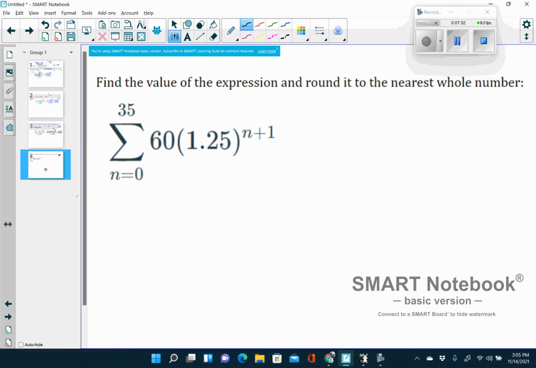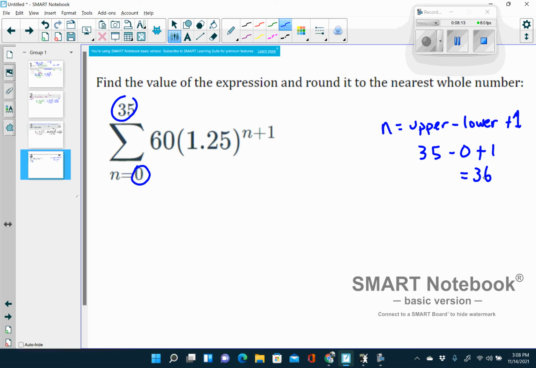Last type of problem that you'll see is something that looks like this. So there's a formula that you need to know that just should have magically appeared right here. So n, which is the number of terms, is always equal to, when you have something that looks like this, the upper, which is in this case 35. So I'm going to do 35 minus the lower, which in this case is 0, plus 1. So there's a reason why this happens. If you really care, then see me during lunch or before school at some point. 35 minus 0 is 35, plus 1 is 36. So our n in this case is 36.